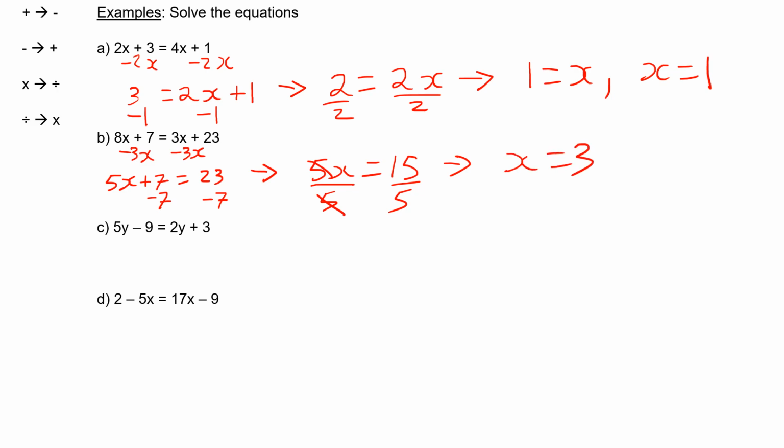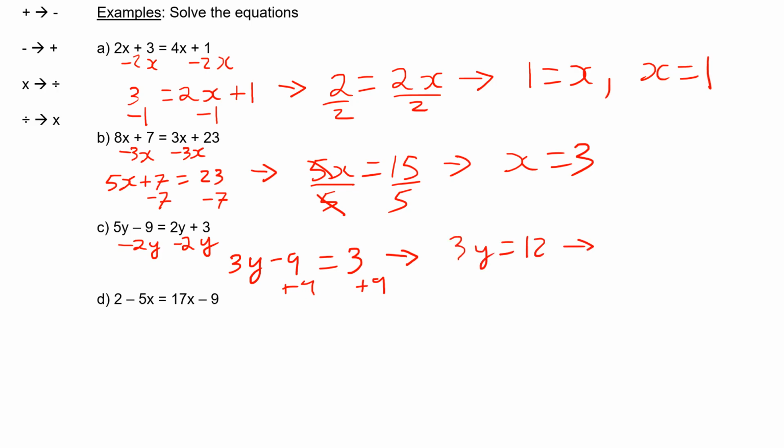In C, I'm firstly going to subtract 2y from both sides because there are more y's on the side with the 5y. This will leave me with 3y minus 9 is equal to 3. I'm going to then add 9 to both sides, which will leave me with 3y is equal to 12. And finally, I'm going to divide both sides by 3. This will leave me with y is equal to 4.